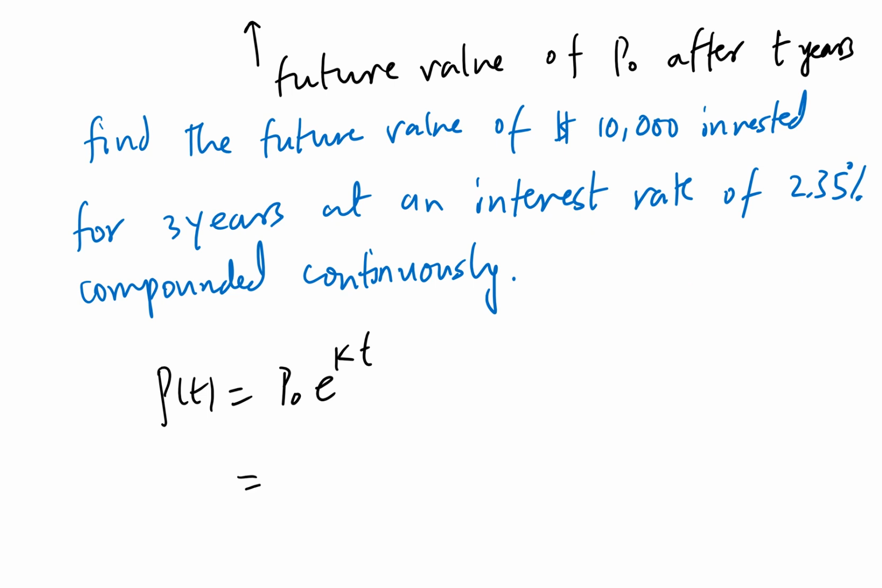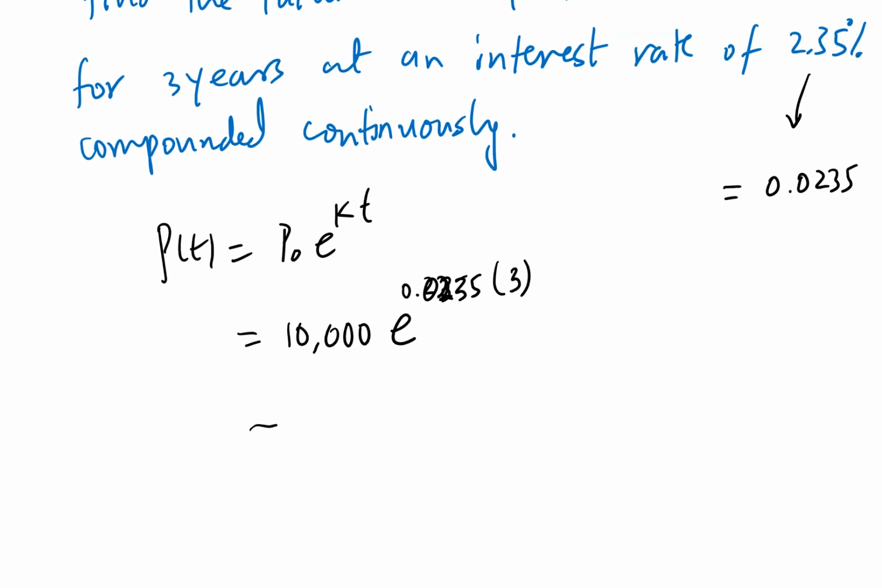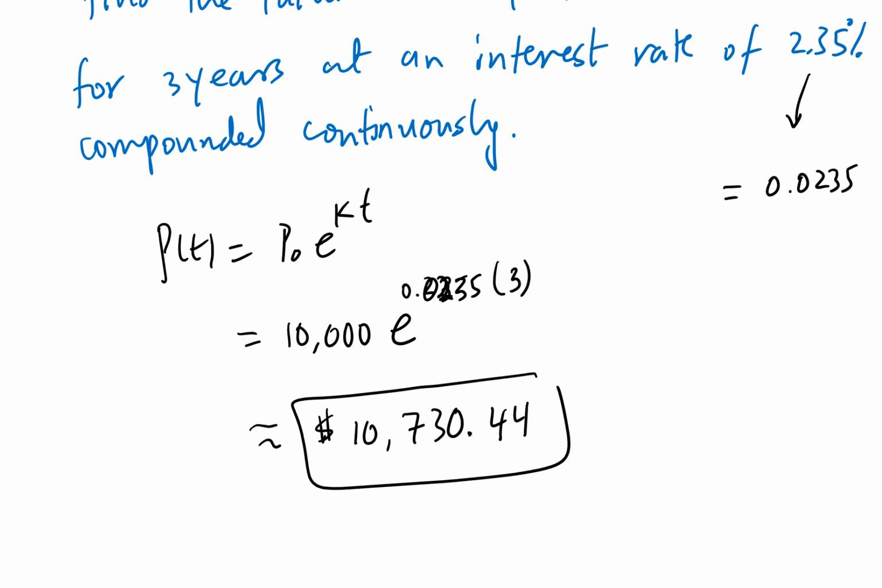So P of 0, that's the amount you started with, which is 10,000. e is a fixed number, about 2.7. You put that on the calculator. k is the rate, which is 0.0235. If you put that in the calculator, 2.35 divided by 100, times the time, 3 years. So then this gives about $10,730.44. That's the future value.